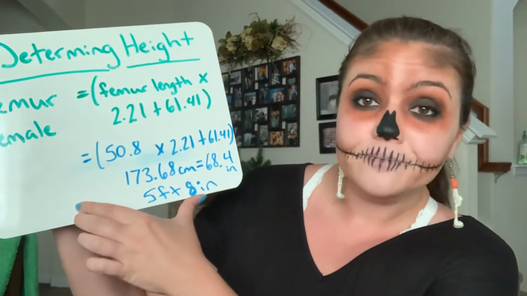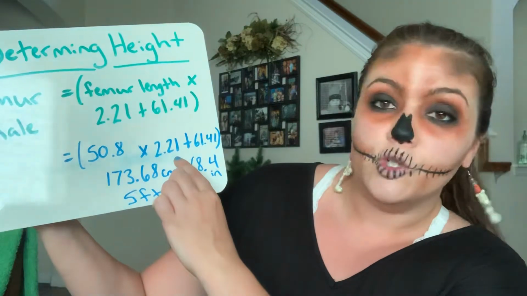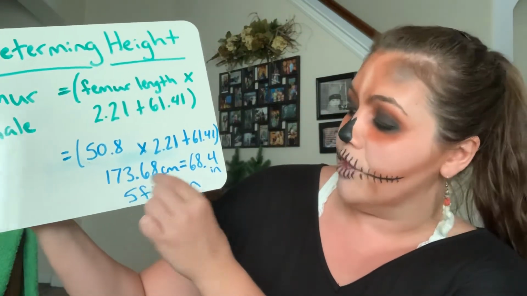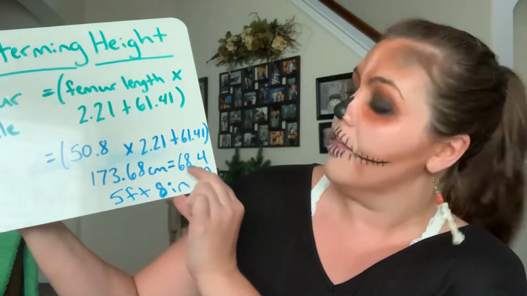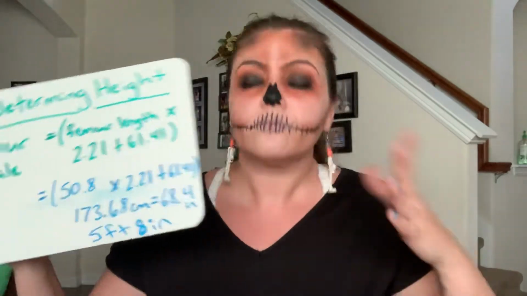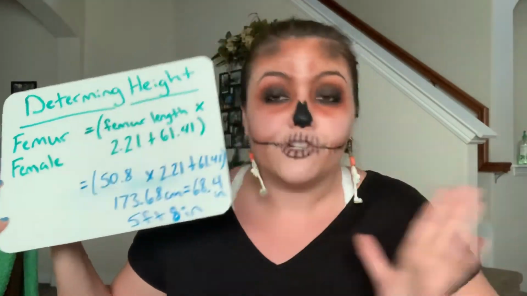So I did that for mine. My femur is 50.8 centimeters long, times 2.21, then plus 61.41, and I got 173 centimeters tall. That in our height is 68 inches, and that is 5'8". So that's what my height is supposed to be based on this calculation. It's 5'8".